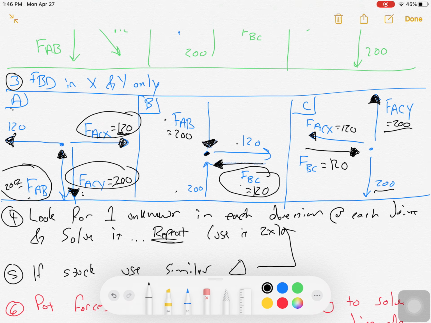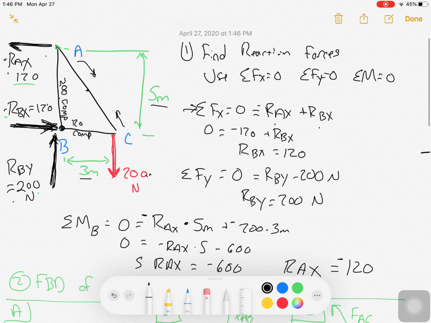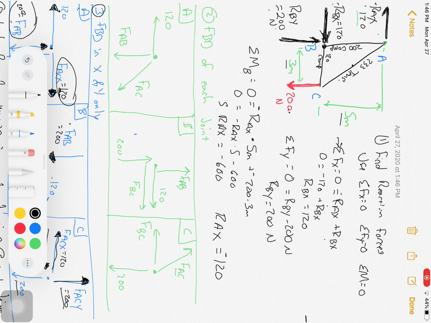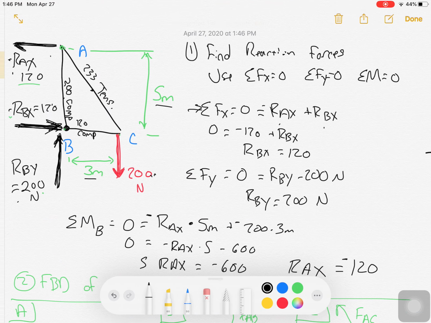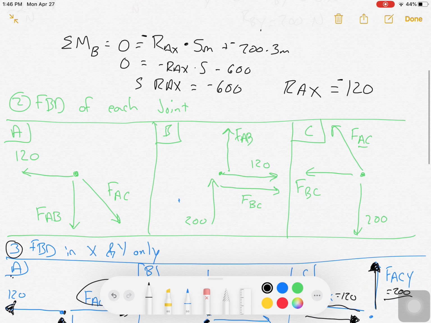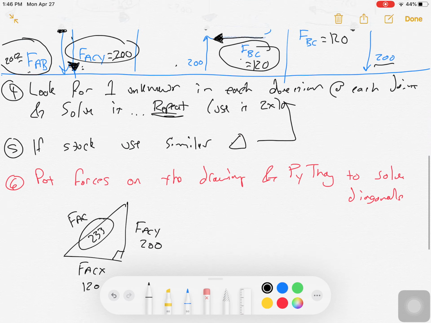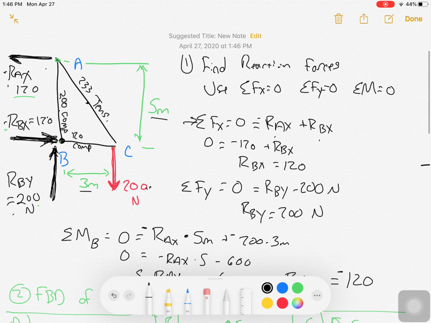Now, is it tension or compression? I look back up here, I see force ACX. It's pulling away from this joint. ACY is pulling away. And if I look over here, ACX is pulling away, ACY is pulling away. That tells me it's tension. So I'm going to come right back up here. I'll say 233 in tension. Okay? So that is how we use the steps to go ahead and solve for a statics problem.